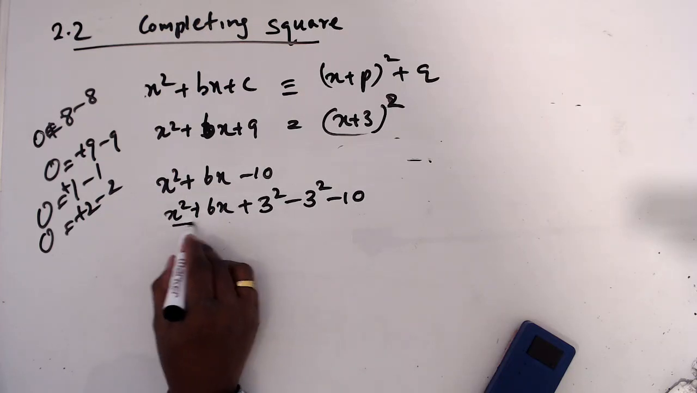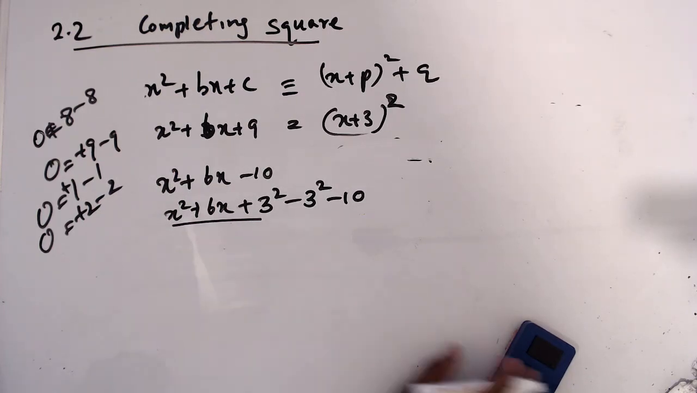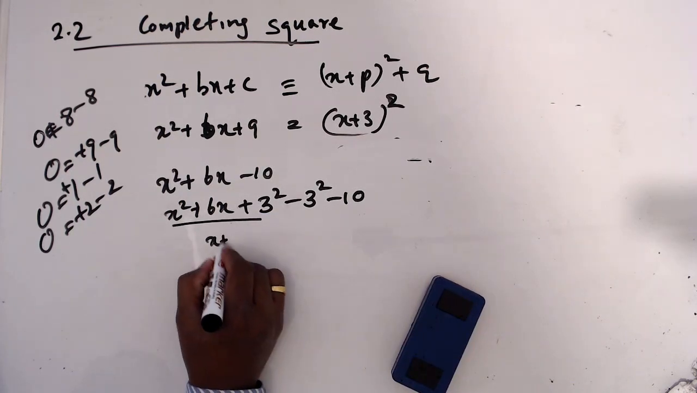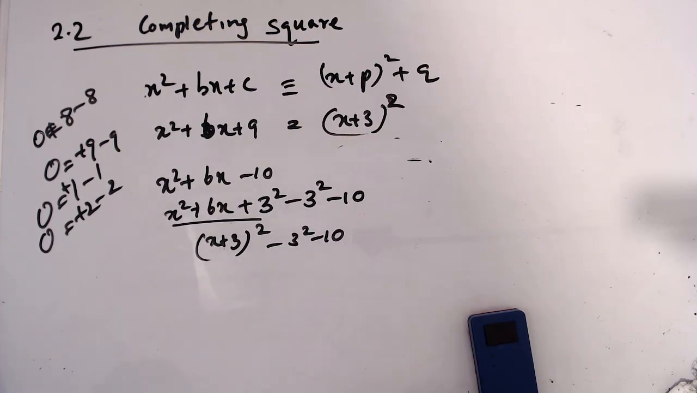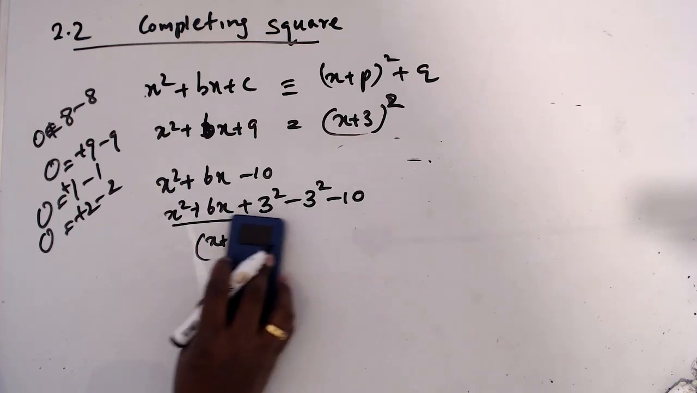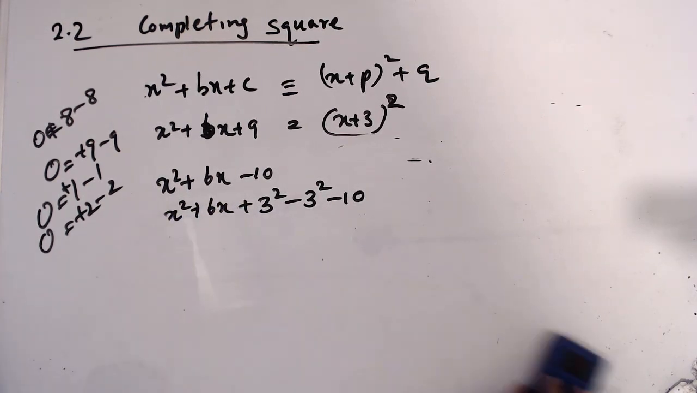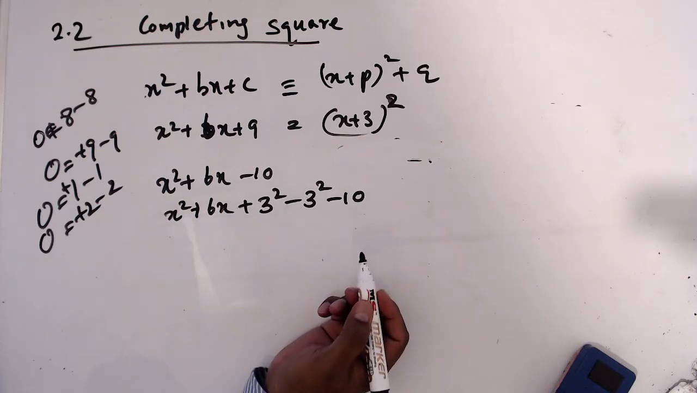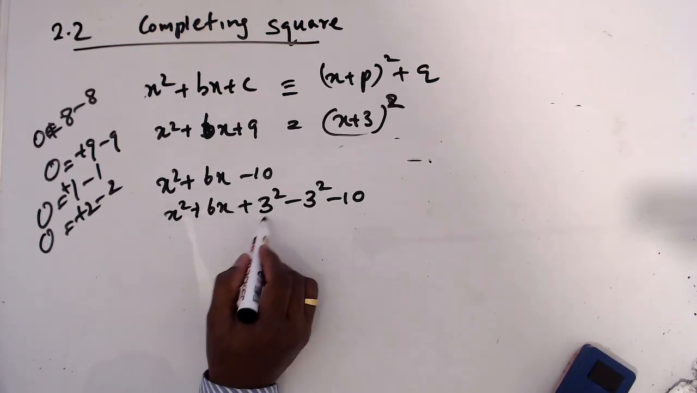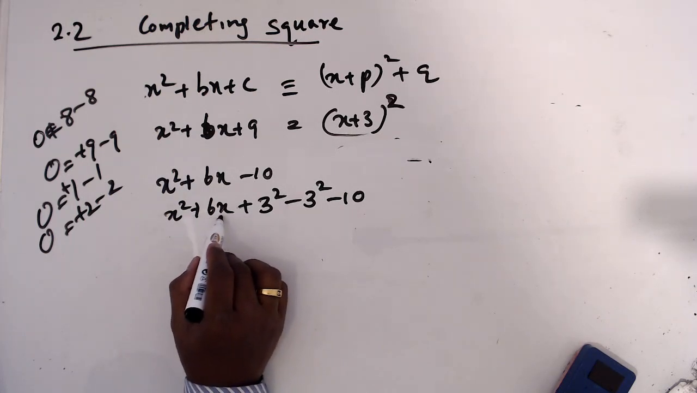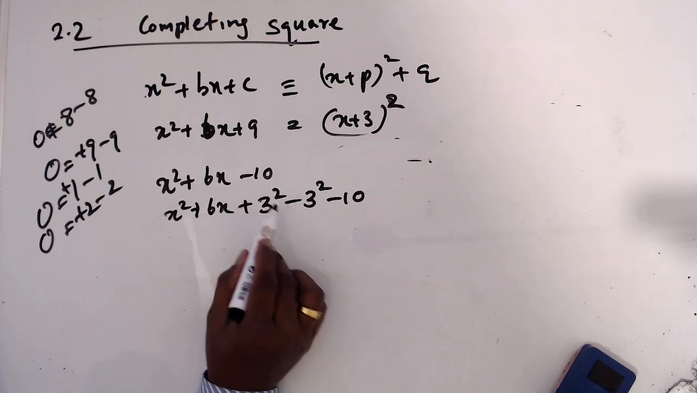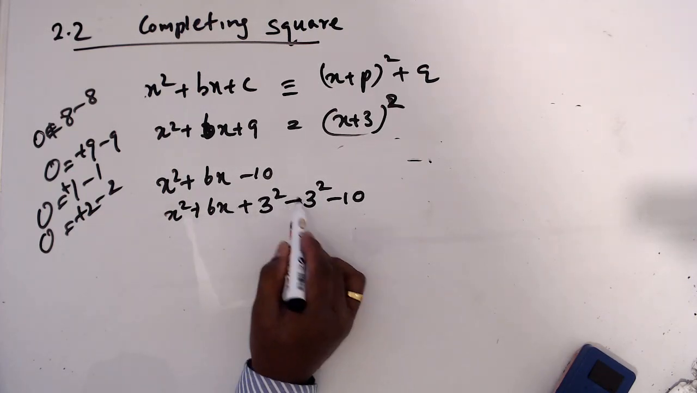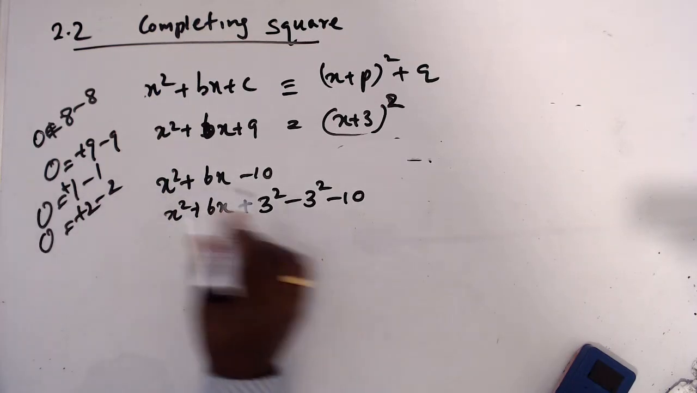Now we know that this is (x plus 3) squared minus 3 squared minus 10. Why did I write 3 squared and minus 3 squared? I looked at the relationship. If this is 6, then I will take the half of that. Half of 6 is 3. Then I square this one and then I minus that square to cancel out, making it 0, and minus 10.